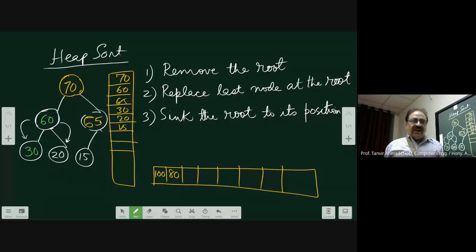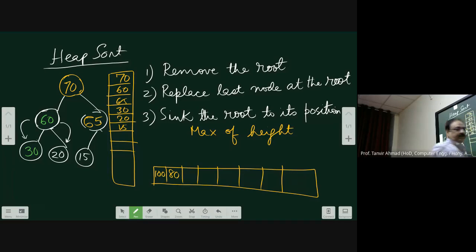Now again, when you sync the root to its position, it will take a maximum of height, and you know that the maximum height is equal to log n. That means for each element to sync to its required position, it will require log n times, and we are going to do it for n number of nodes. Therefore, it is equal to n log n times. Now that's the worst case.